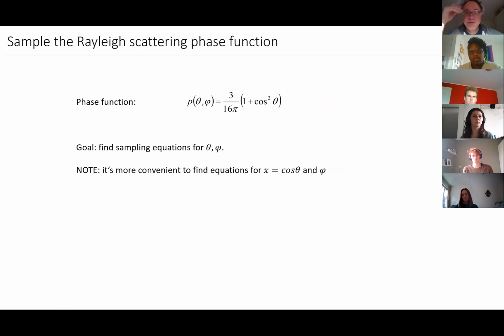So, for example, let's take the Rayleigh phase function. The formal definition, where it is normalized over solid angle, is given by p of theta and phi is 3 over 16 pi times the cosine term. But now for the Monte Carlo simulation, we want to have two separate equations. We want to draw two random numbers, one to sample phi and one to sample theta. And it is even more convenient not to sample theta, but to sample cosine theta, because then this equation just becomes a polynomial expression.